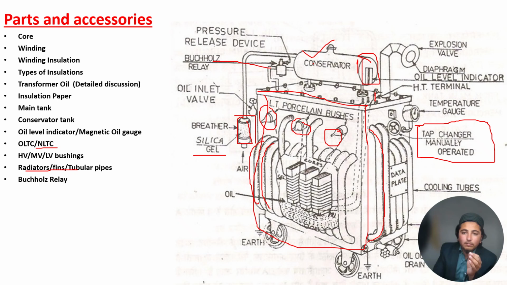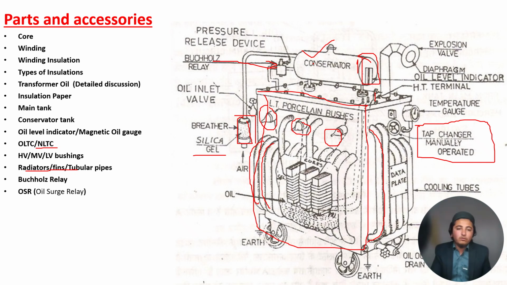This is a Buchholz relay which measures the pressure, and this is the breather. The Buchholz relay basically measures the pressure of oil. If the oil pressure changes, then the Buchholz relay will operate and trip the whole transformer.